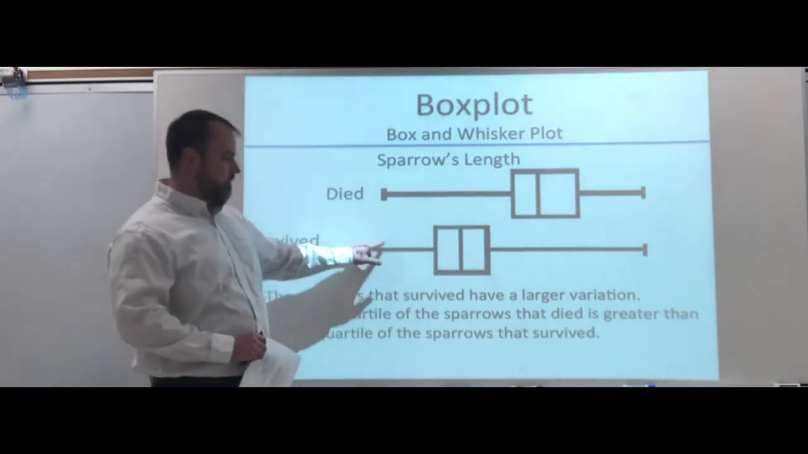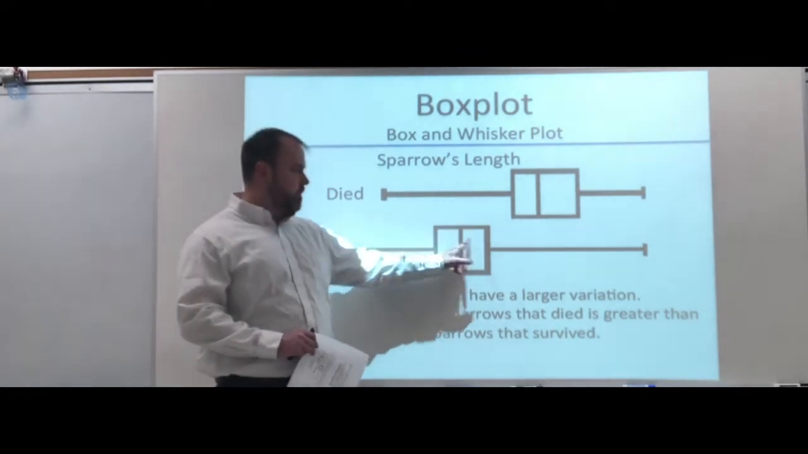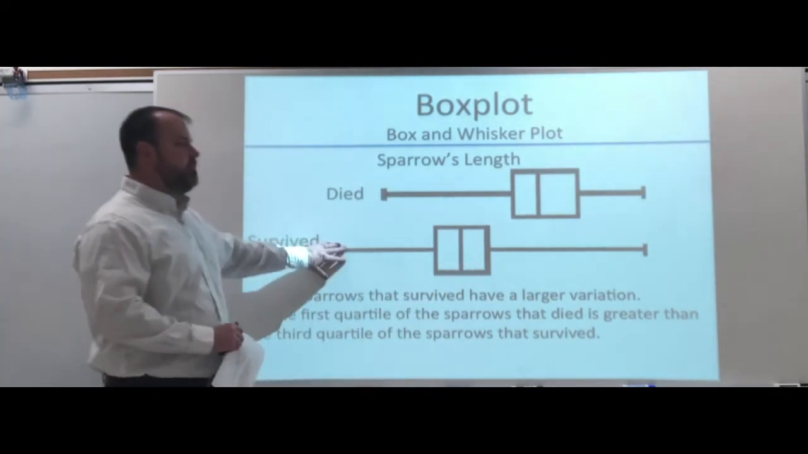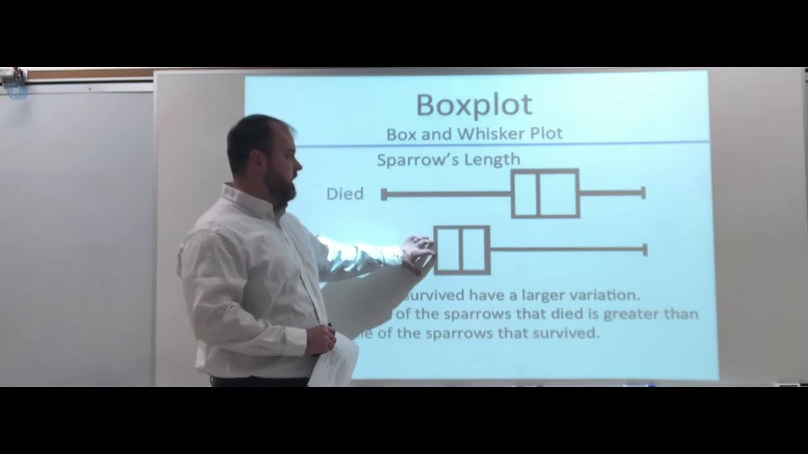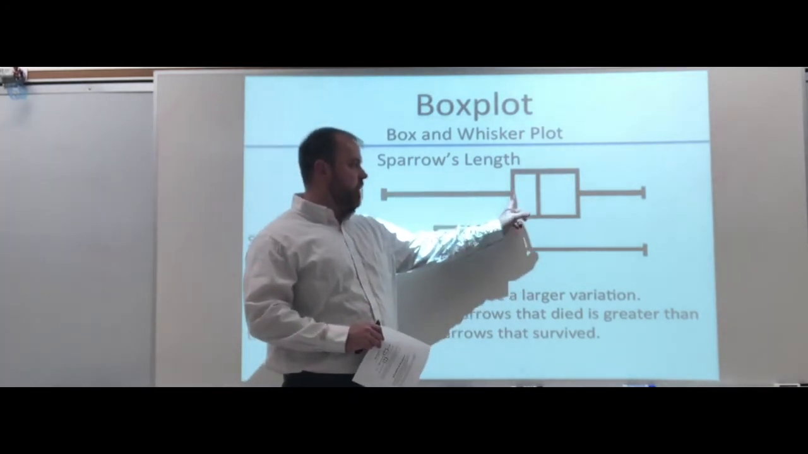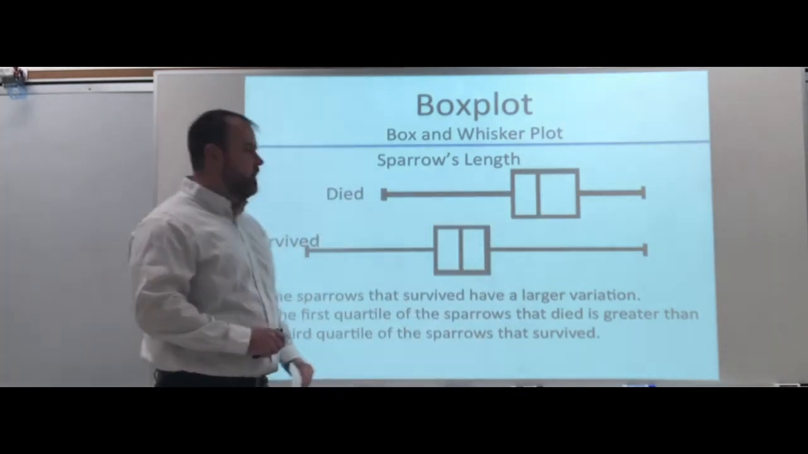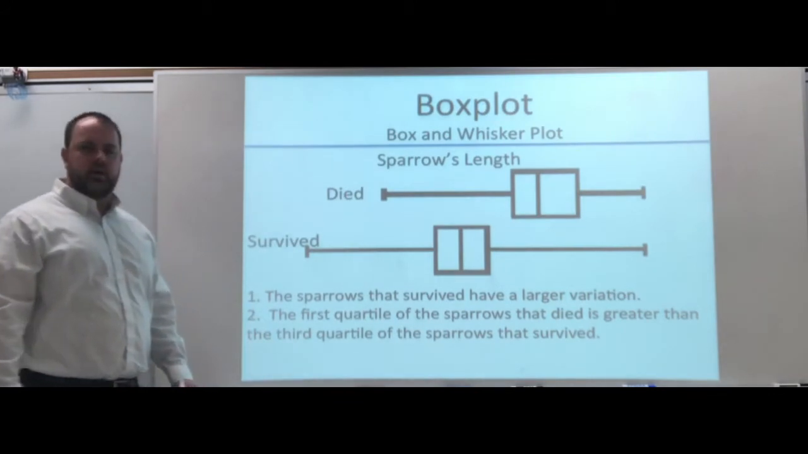75% here, because we have 3 sections. We have the whisker and both sections of the box. 75% of the ones that survived are going to be shorter in length than 75% of the ones who died. So it's going a little more into detail talking about the center.